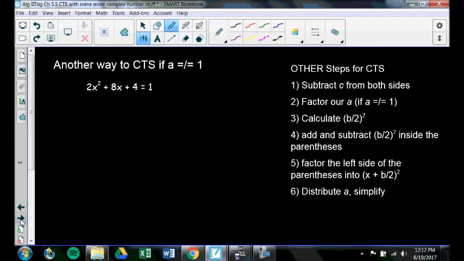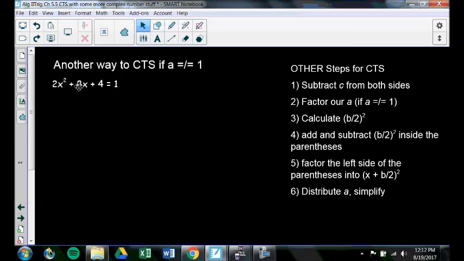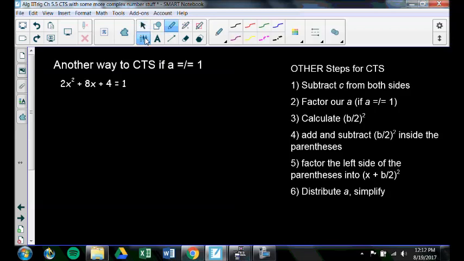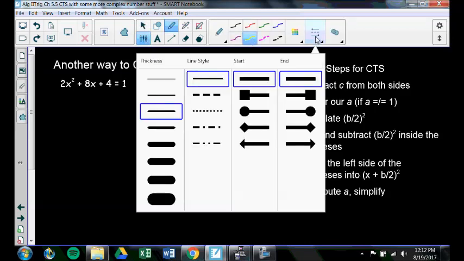Finally, I'm going to show another way to do this. Okay, this way is kind of more cumbersome for a lot of people and tougher to understand, but quite frankly, it's more valuable in the long run. In a much, much later chapter called conic sections, we're going to have to complete the square using this method. So I want to show it to you now.